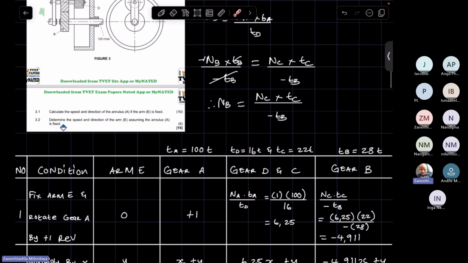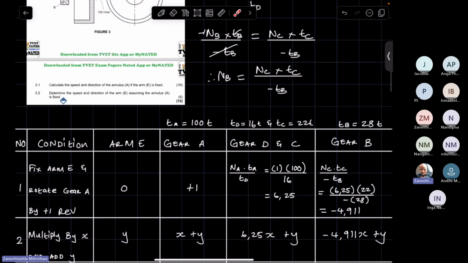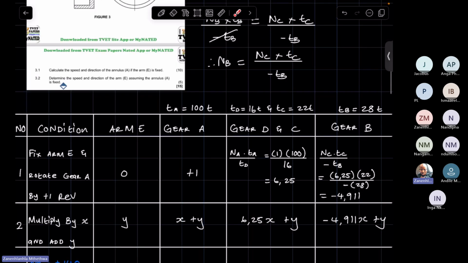So now you substitute. NC, remember the rotational frequency of C and D is the same. Hence, since we have ND, we can simply use ND, 6.25. Number of teeth of C is 22, divided by negative TB, number of teeth of B is 28. Then you simply punch this in your calculators and you get negative 4.911. And just like that, the first condition is complete.